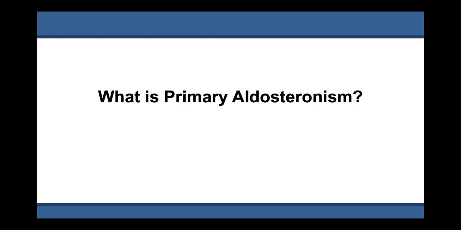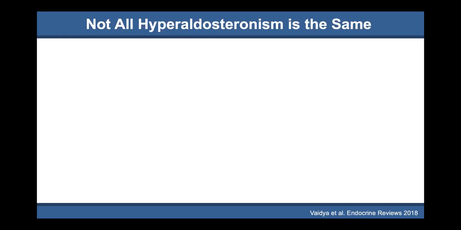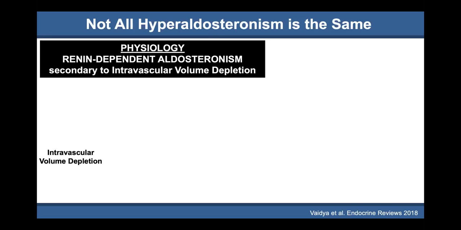So to begin, let's first review what is primary aldosteronism. And I like to start here because there are many flavors of hyperaldosteronism. In other words, not all hyperaldosteronism is the same. Actually, the most common forms of hyperaldosteronism are physiologic forms. For example, the renin-dependent aldosteronism that occurs when we're volume depleted. This is a physiologic form of hyperaldosteronism.